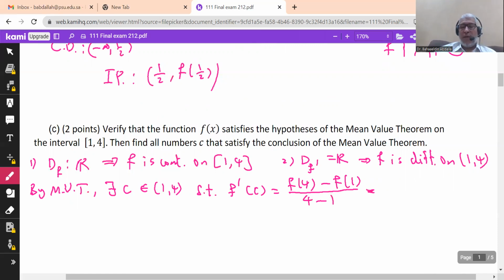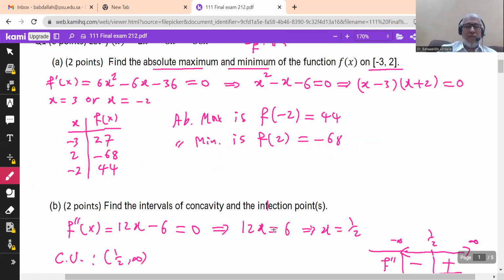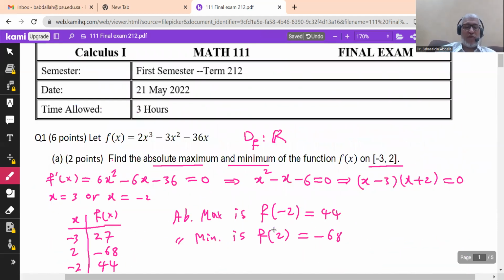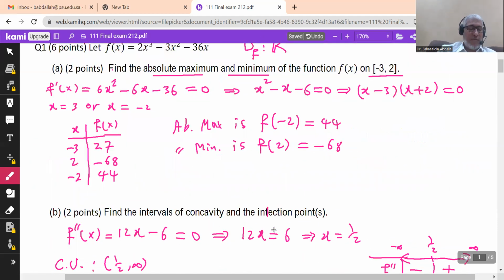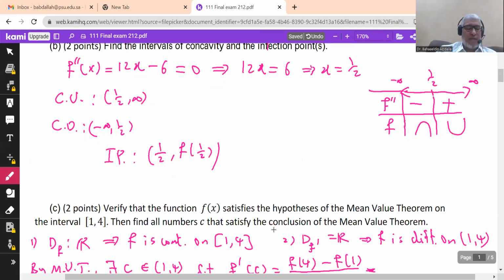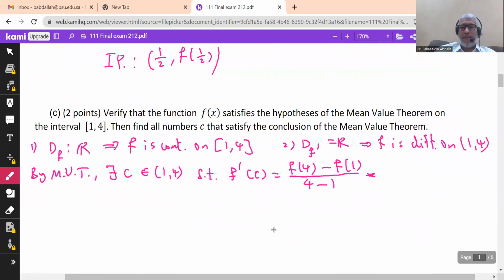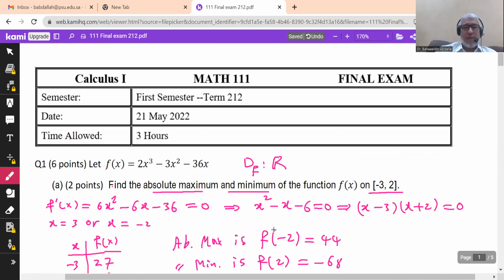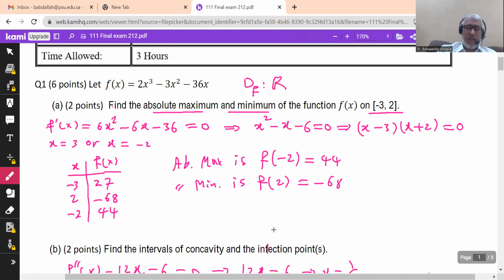Now, if you calculate f of 4, so you go to this function and replace x by 4, you will find that it is negative 64. And f of 1 is 2 minus 3 minus 36, which is -37.